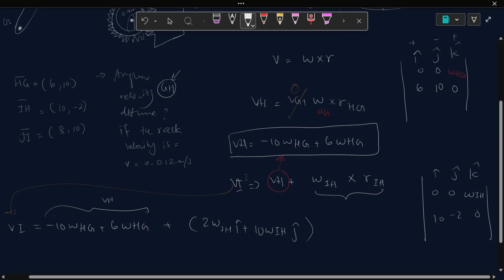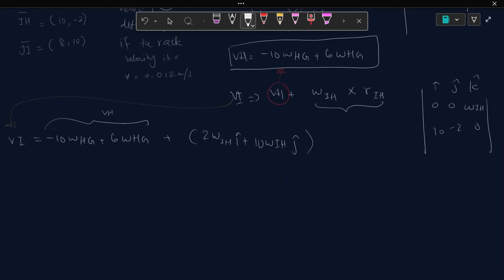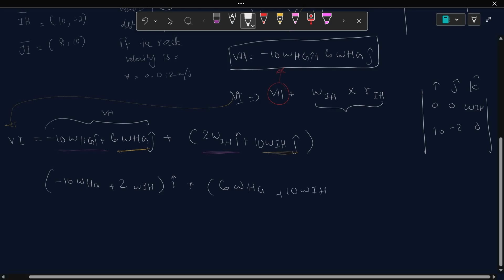Positive. So now that we have both, this is basically a vector addition. We're going to add the I hat with the I hat and the j hat with the j hat. So this is the I hat and this is the I hat, so we combine them, and this is the j hat and this is the j hat, so we combine them. So we have negative 10 w h j I hat plus 2 w I h I hat. You can actually factor out the I hat, and then write the 6wj, and then you have 10 wi h kj hat.